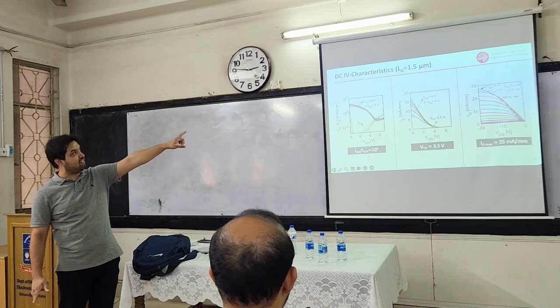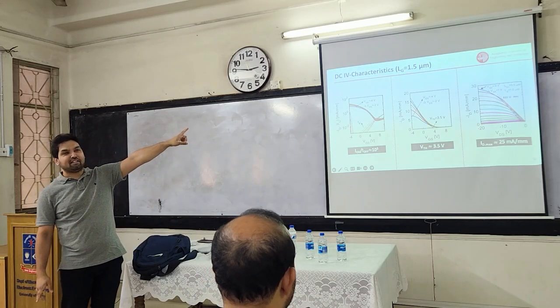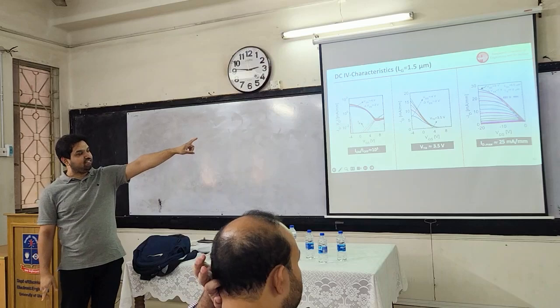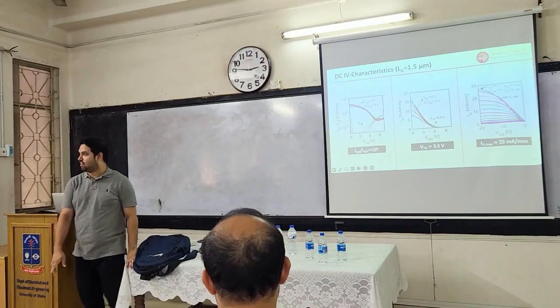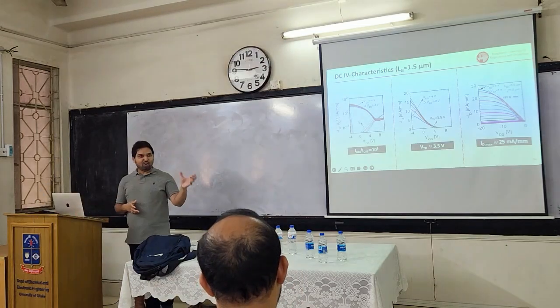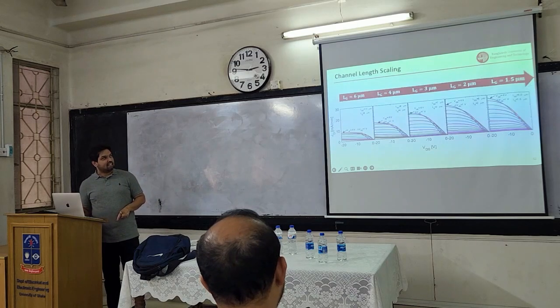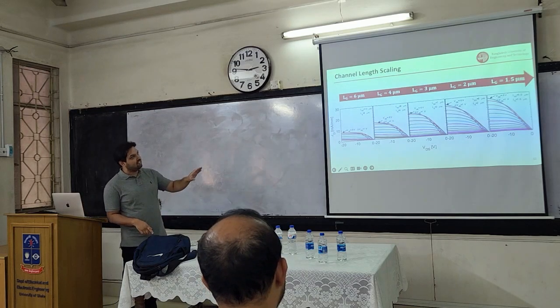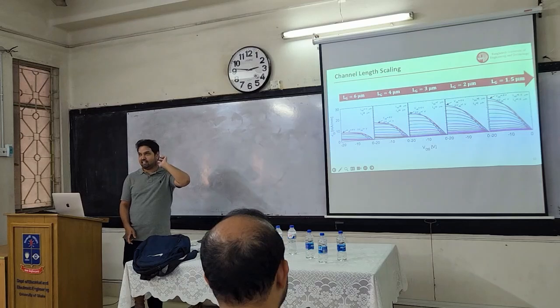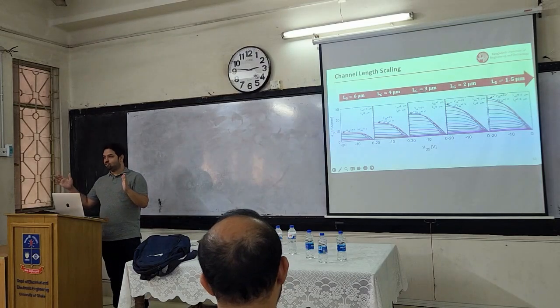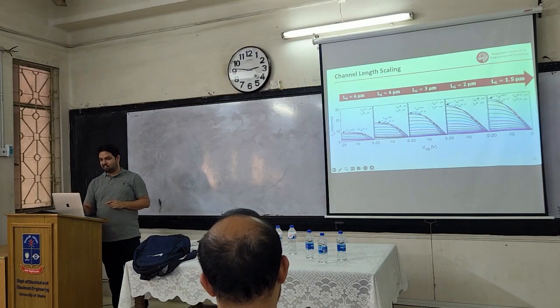Now let's look at the planar. It's a LG of 1.5 micrometer device, and we're getting 30 milliampere per millimeter current. You see, this is a long channel device. Still we're getting 30 because we improved the process. And we have seen that it has a clear scaling trend. As you are scaling the channel, reducing the channel, the current is increasing.